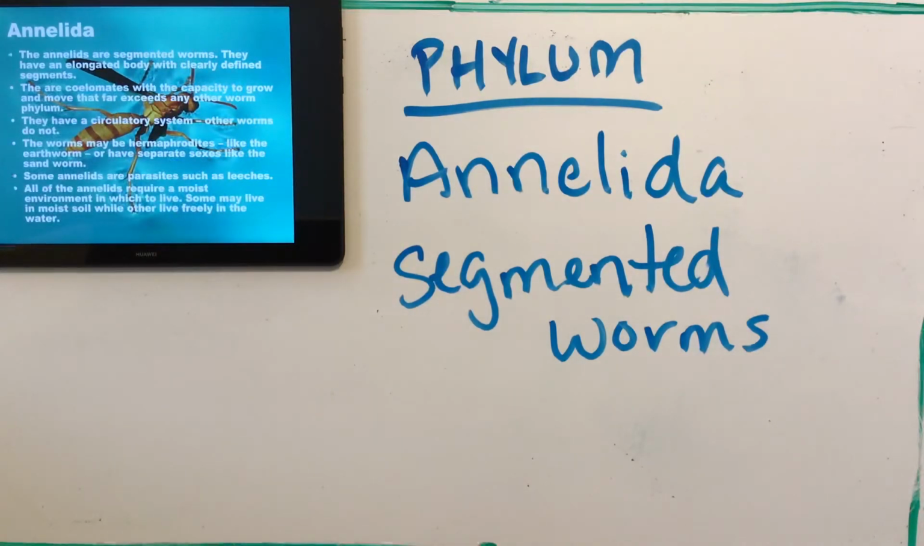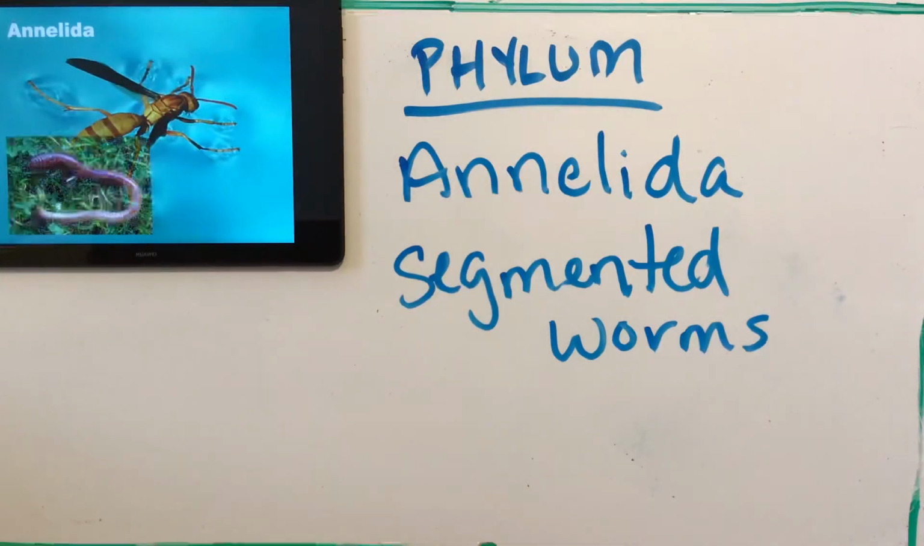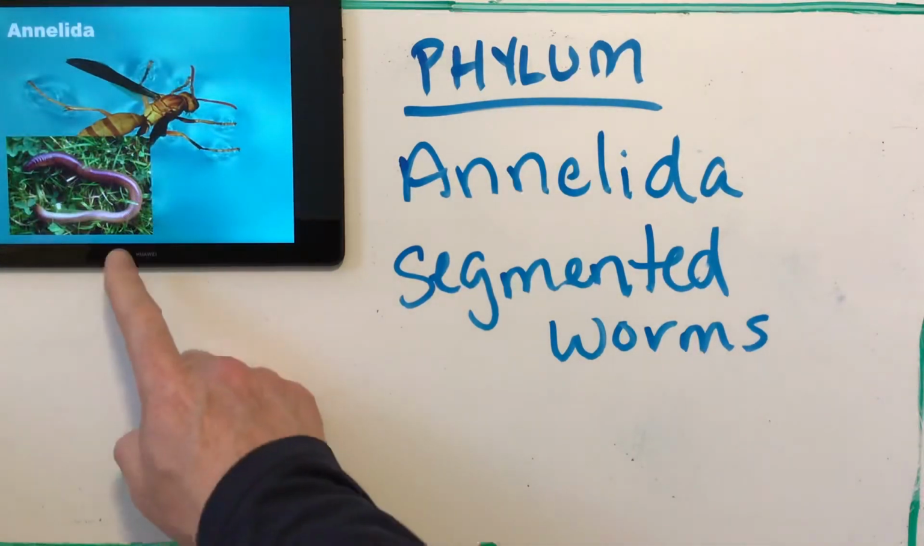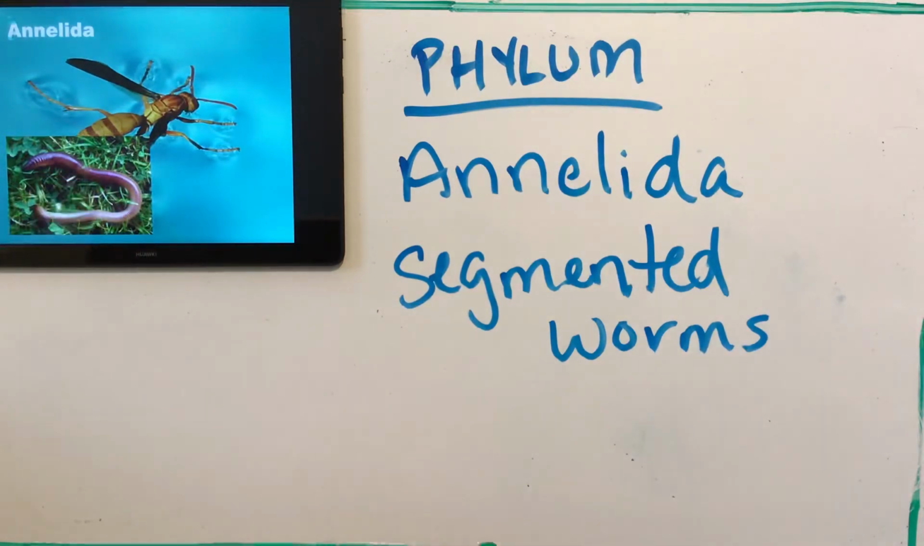All of the annelids require a moist environment in which to live. Some can live in soil, while others live freely within the water. So we'll take a look here. There's a night crawler here. I like this because you can really see the segments if you have the picture up close at home.